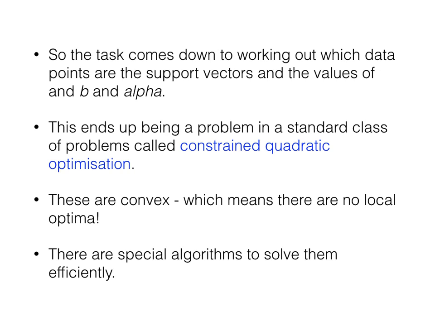It turns out that this ends up being a problem in a standard class of problems called constrained quadratic optimization problems. These kinds of problems are convex, which means that there's no local optima. This is excellent because it means that there are special algorithms that we can use to solve those kinds of problems really efficiently. We're not going to go into those, but it's a standard kind of problem to solve.